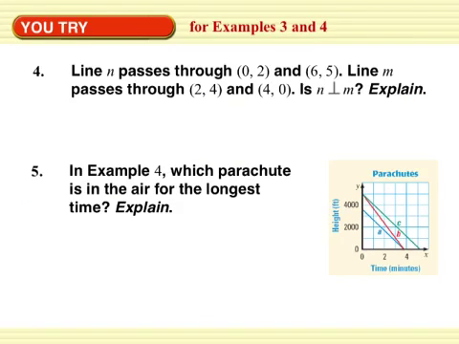All right, you try. Line N passes through those 2 points. Line M passes through those 2 points. Is N perpendicular to M? Okay, this is example 3, which we did in the last video. If you remember, perpendicular lines have opposite, which if it's positive, it goes negative. If it's negative, it goes positive, and reciprocal slopes. And then in example 4, which parachute is in the air for the longest time? Explain. So push pause and try those.